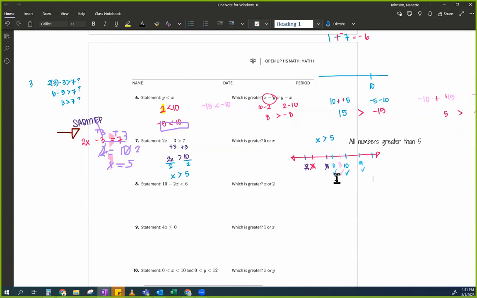Oh, like 6, Miss Johnson? Yeah. Like 8? Yeah. Like 10? Yeah. Like 14? Yeah. Because X is not any number, it's only the numbers that are greater than 5.